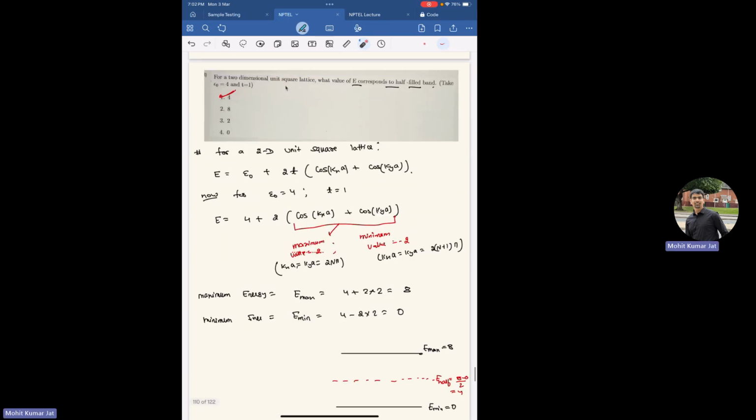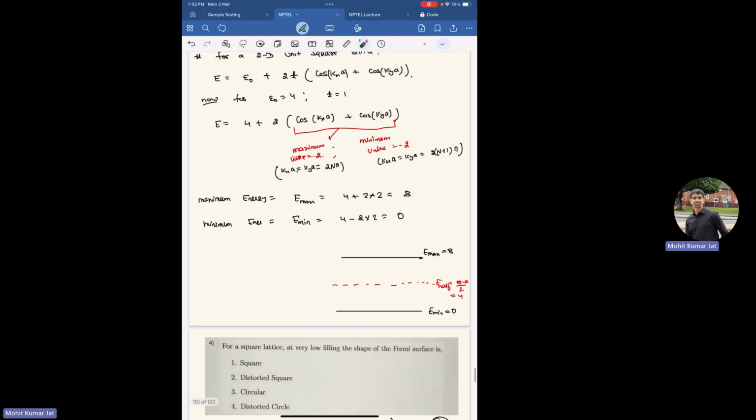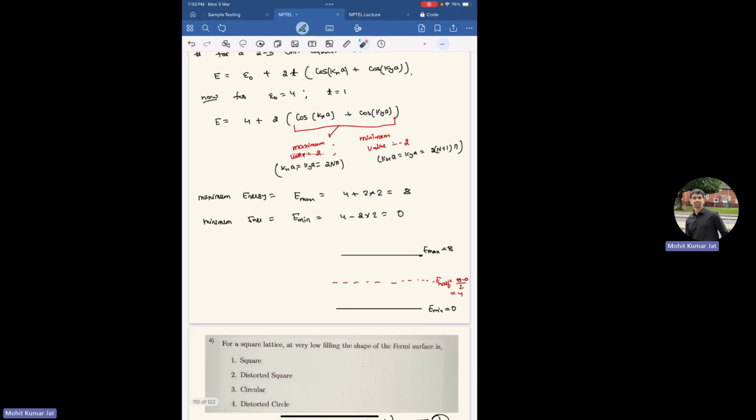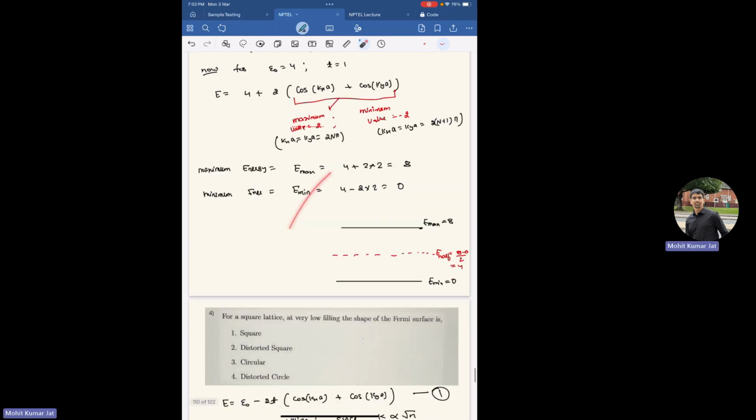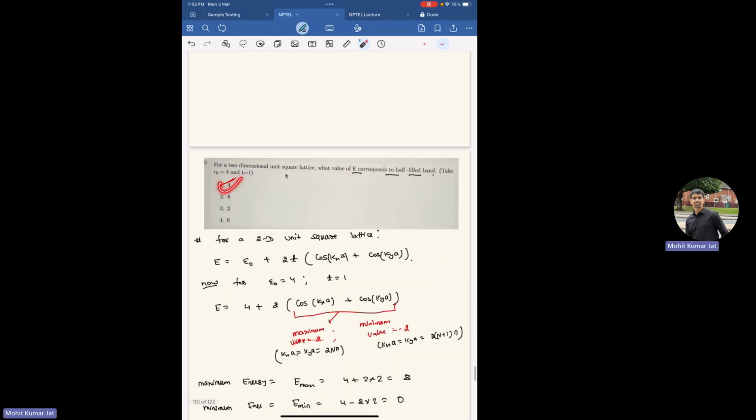Now moving on to problem number 3. For a 2D unit square lattice, what value of E corresponds to a half filled band? We write the energy dispersion relation as E equals E0 plus 2T times cos kxa plus cos kya. Now for E0 equal to 4 and T equal to 1, we find that E max is equal to 8 and E minimum is equal to 0, and at half filling this will be the average of the two, that is 8 minus 0 by 2, which is 4. The correct answer for this problem is 4.